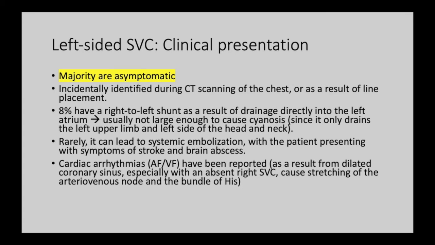8% of these patients have a right to left shunt as a result of drainage directly into the left atrium. But this is usually not significant enough to cause cyanosis, since this vein is only draining the left upper limb and the left side of the head and neck. Rarely it can lead to systemic embolization, with the patient presenting with symptoms of stroke and brain abscesses.